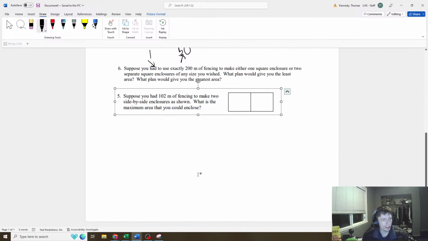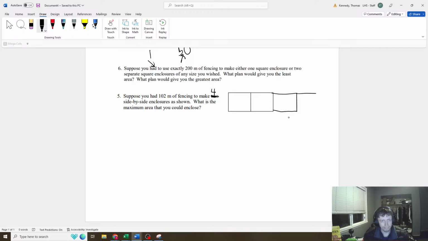Suppose you had 102 meters of fencing to make 2 side-by-side enclosures. This is almost exactly the question in the notes. Let's make it more exciting. What if I made 4 side-by-side enclosures? That's more fun than 2. Cool. Now I have 4 ones. That's more fun. All right.